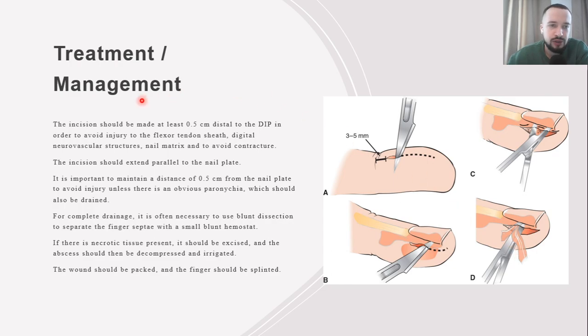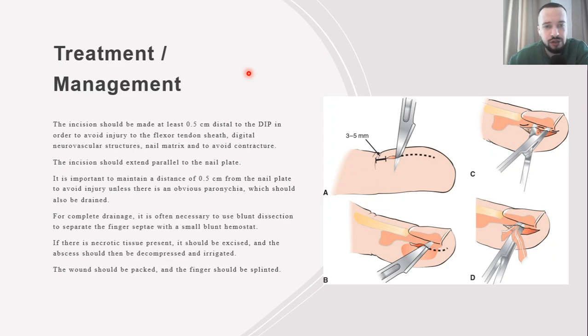Treatment management. The incision should be made at least 0.5 cm distal to the deep phalanx in order to avoid injury to the flexor tendon sheath, digital neurovascular structures, nail matrix, and to avoid contracture. The incision should extend parallel to the nail plate. It is important to maintain a distance of 0.5 cm from the nail plate to avoid injury, unless there is an obvious paronychia, which should also be drained.